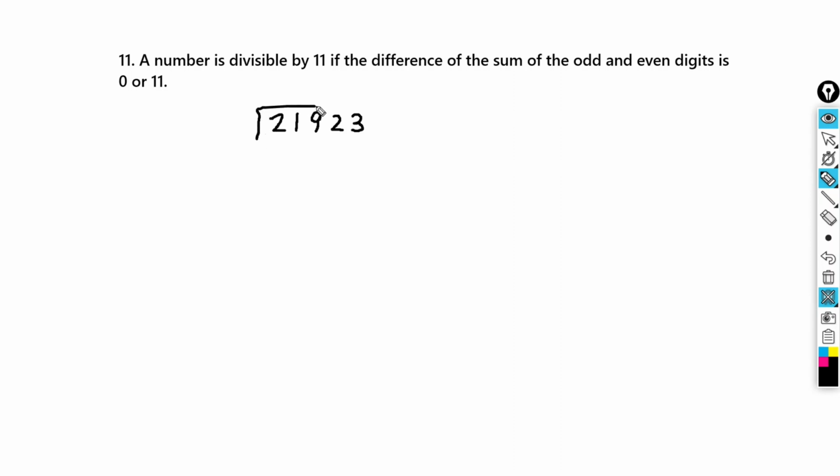Let's try it out. All right, so if we do 11, 11 goes into 21 once. 21 minus 11 is 10. Bring down the 9. 11 goes into 109 9 times. 9 times 11 is 99.